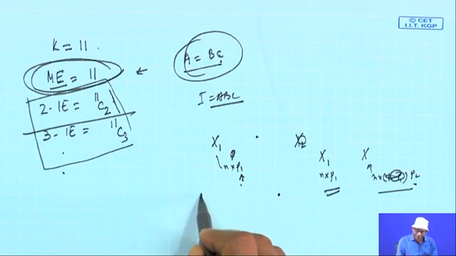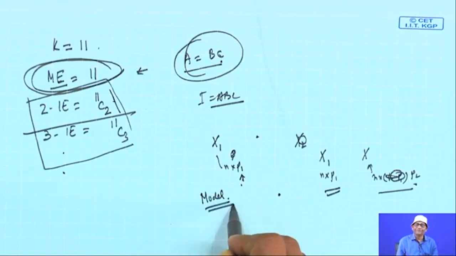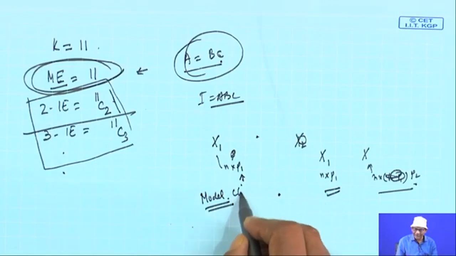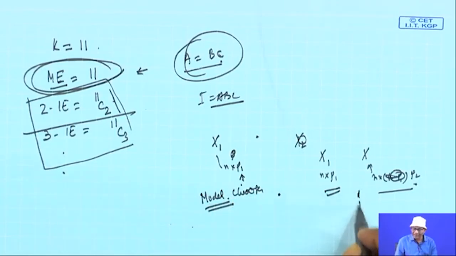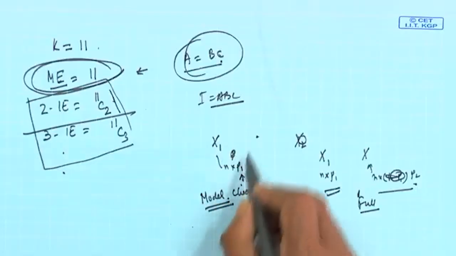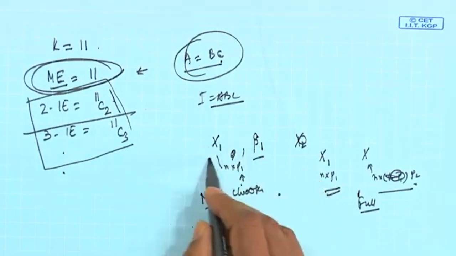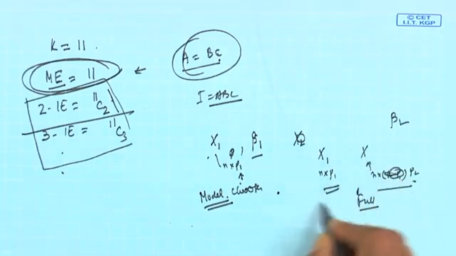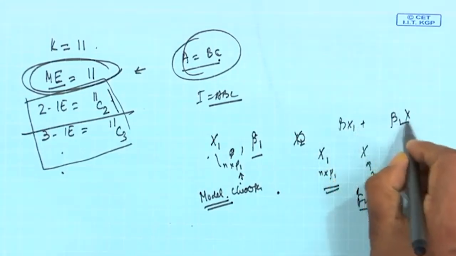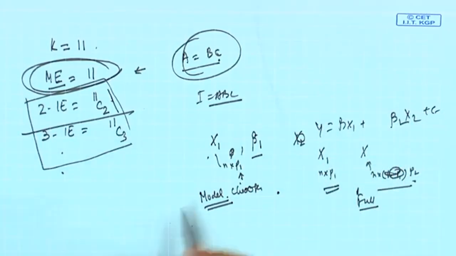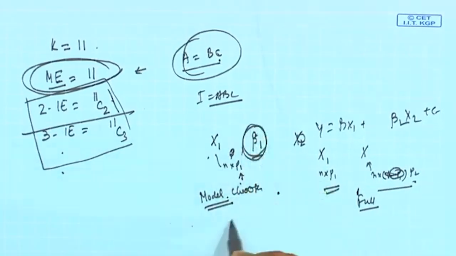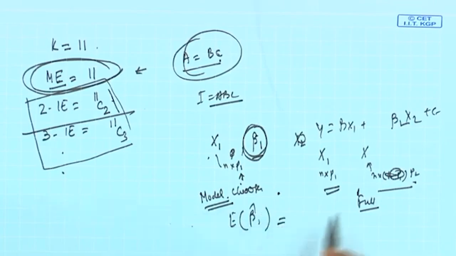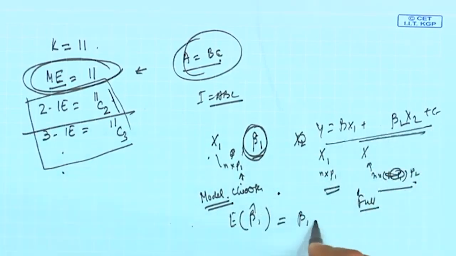That means there is a model which is basically chosen and run, and there will be another model which may be a full model or the correct model. The estimate is beta 1 cap for the first, and beta 2 for the other. For the full model, this will be beta 1 X1 plus beta 2 X2, y equal to that plus epsilon. Now, we have computed the expected value of beta 1 cap, and we found this is beta 1 plus A into beta 2, where A is the alias structure.